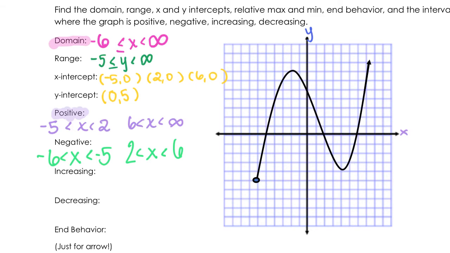Increasing and decreasing portions of the graph are where the graph is going uphill with a positive slope versus downhill, decreasing with a negative slope. The first thing I'm going to do is highlight the area of the graph where it is increasing.